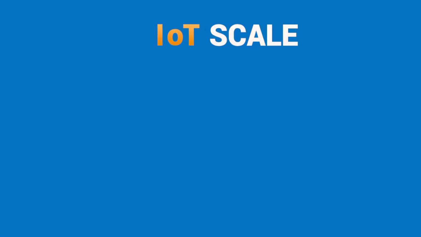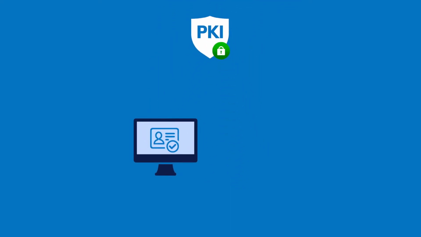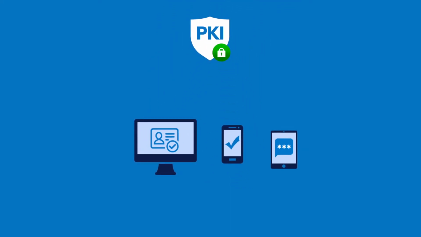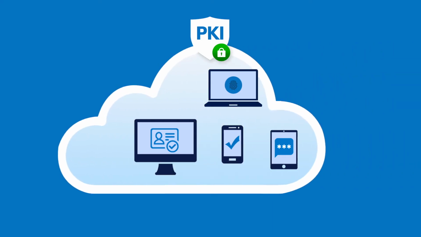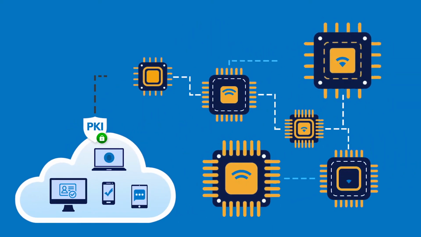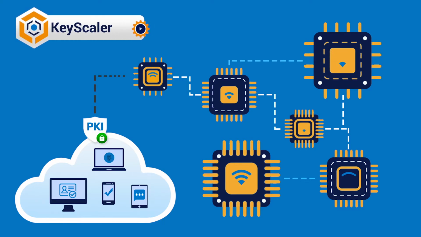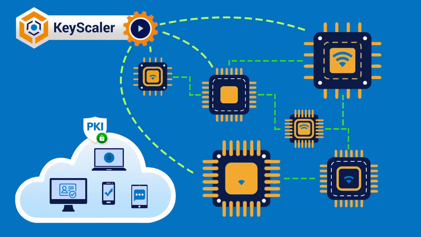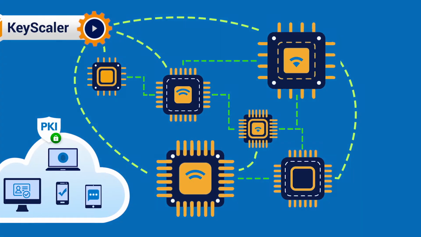IoT scale. We know PKI can solve identity, authentication, integrity, and privacy problems in the internet and cloud world. However, there is complexity of adopting PKI at IoT scale for headless devices with no user interface. The automation features within KeyScaler address IoT scale for operations.